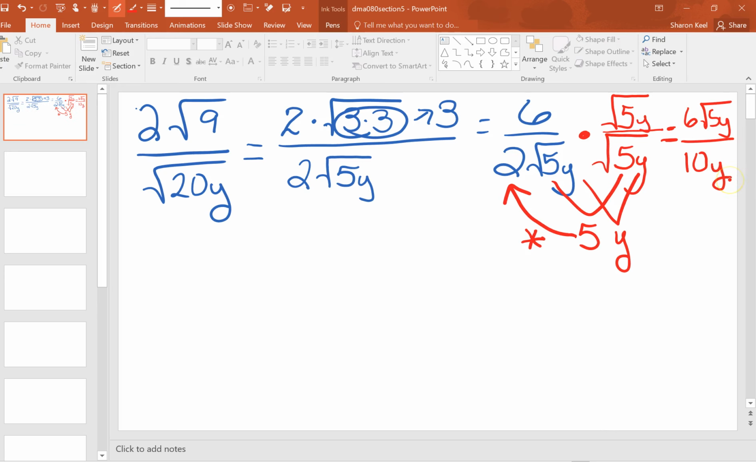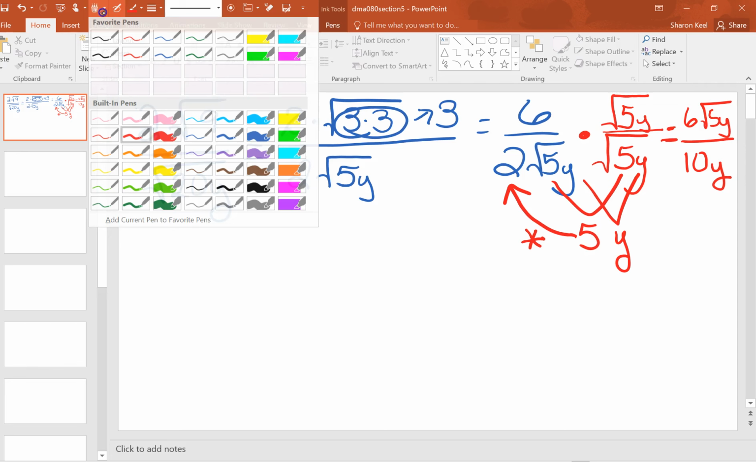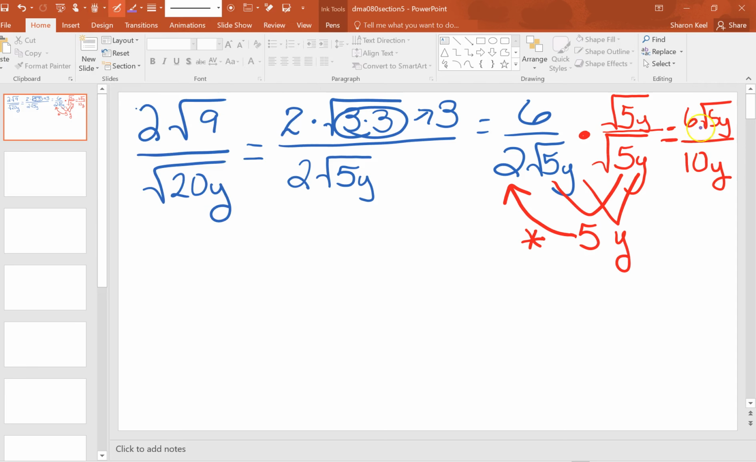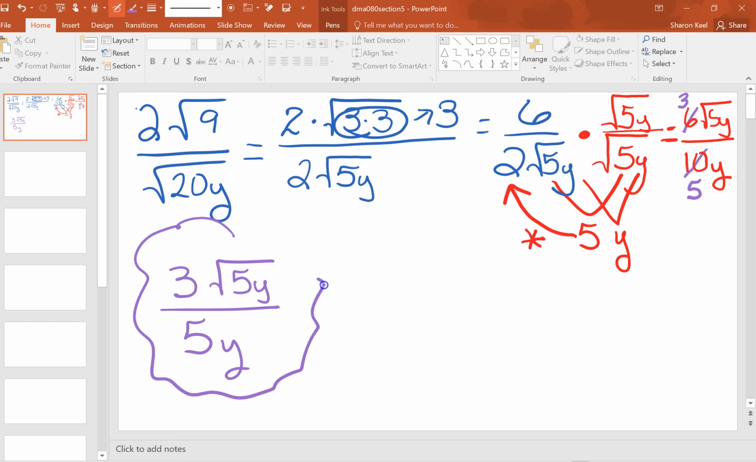I can still simplify one more step because if I look here, you will notice 6 and 10 are both even numbers. 2 goes into 6 3 times, so that would leave me with 3 square root 5y, and 2 goes into 10 5 times, that becomes 5y. So I'm going to reduce that, divide it by 2. I'm going to divide that by 2. So my simplified answer is going to be 3 square root 5y over 5y.